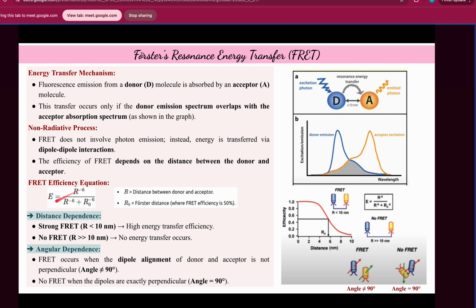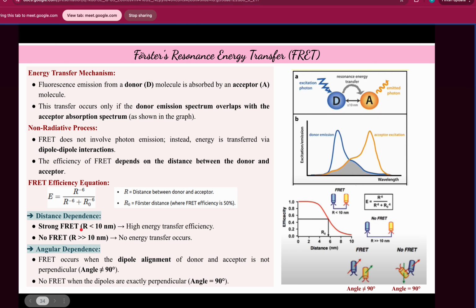The equation is E equals R^-6 divided by R^-6 plus R0^-6, which means that R is the distance between the donor and acceptor, and R0 is the Förster distance, where the FRET efficiency is 50%. Ultimately, FRET tells you whether there will be transfer happening or not. Depending on that, you will see differences in the absorption and emission spectra with respect to wavelength. First of all, there is distance dependence.